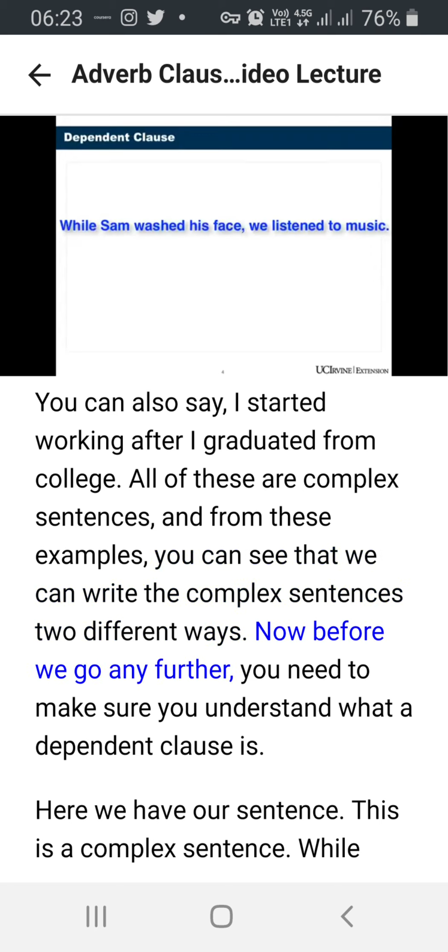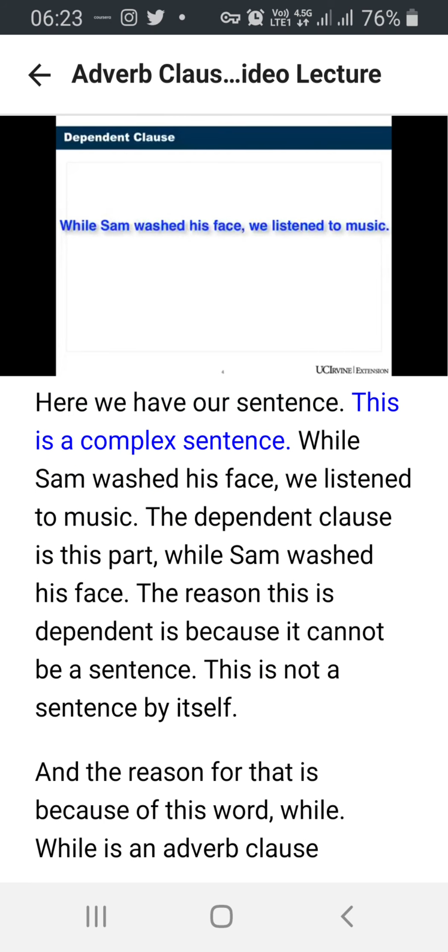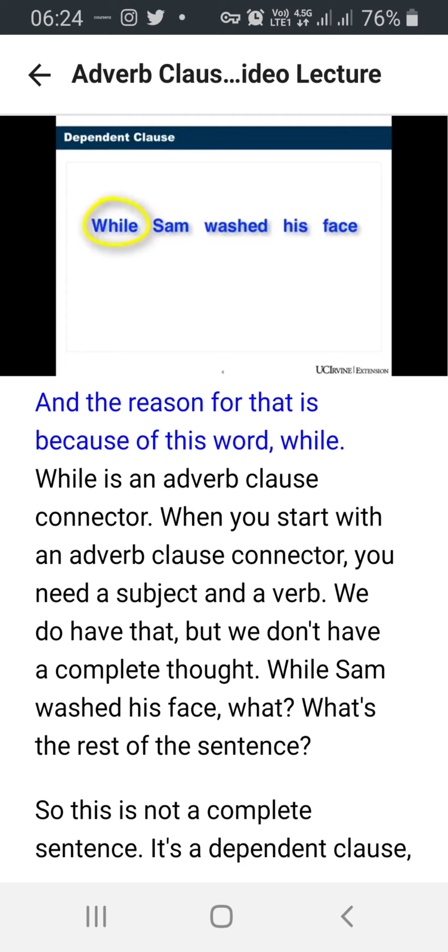Now before we go any further, you need to make sure you understand what a dependent clause is. Here we have our sentence. This is a complex sentence. While Sam washed his face, we listened to music. The dependent clause is this part, while Sam washed his face. The reason this is dependent is because it cannot be a sentence. This is not a sentence by itself. And the reason for that is because of this word while. While is an adverb clause connector.